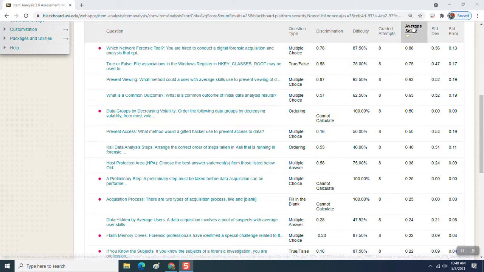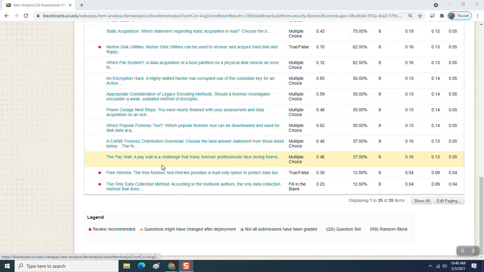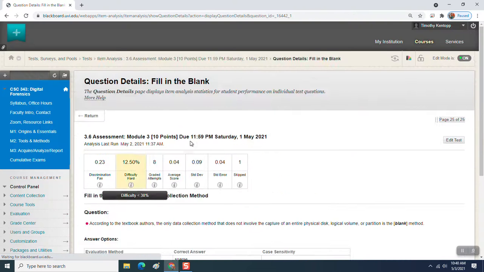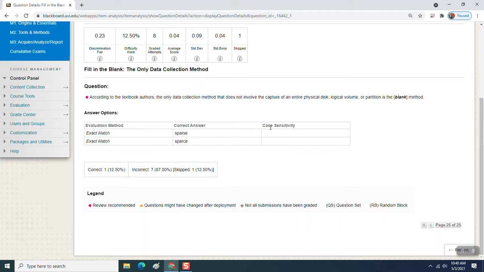So we'll start at the bottom and work our way up with the items that posed the greatest challenge for students. We have a fill in the blank item at the very bottom, and basically it reads, according to the textbook authors, the only data collection method that does not involve the capture of an entire physical disk, logical volume, or partition is the blank method. That would be the sparse method.